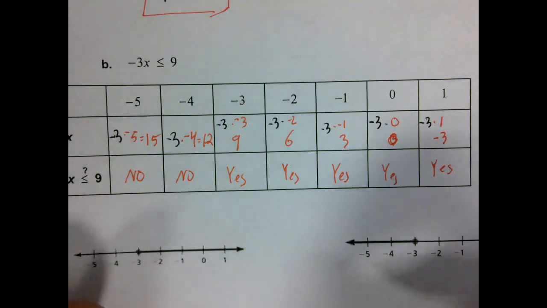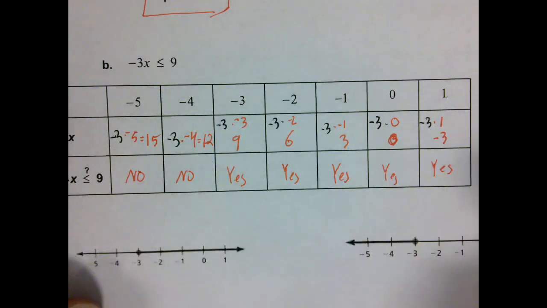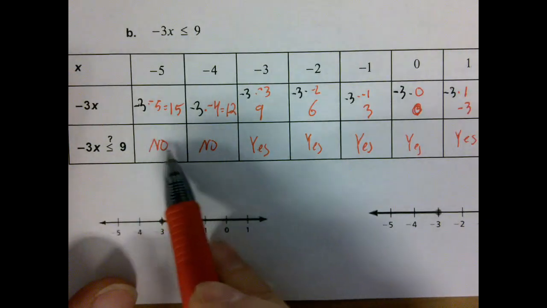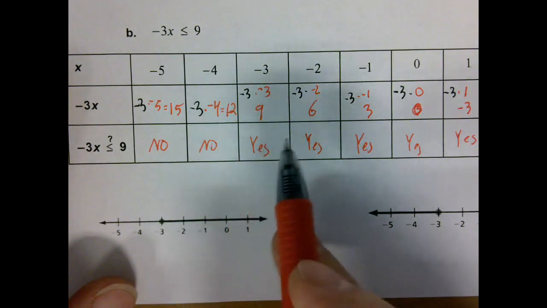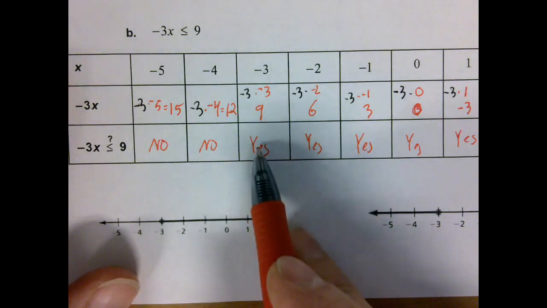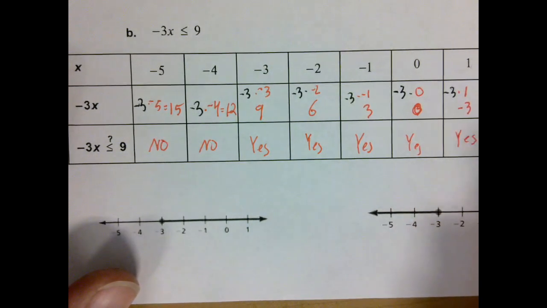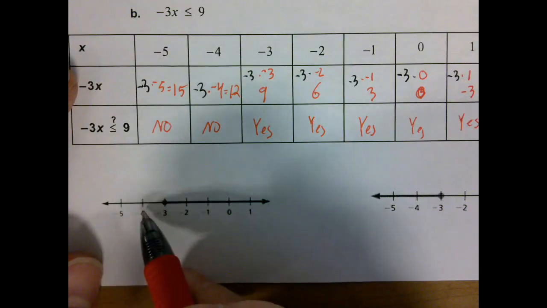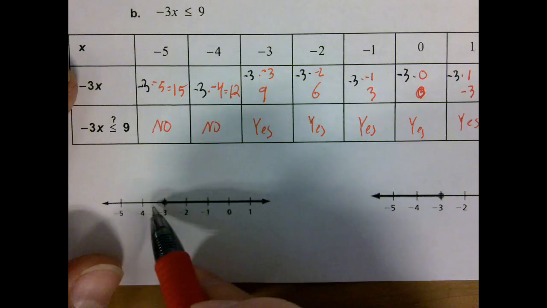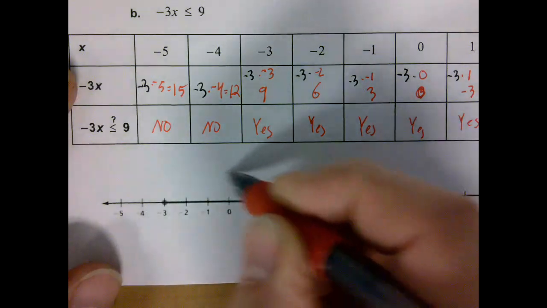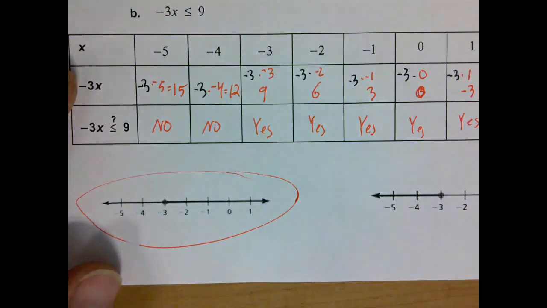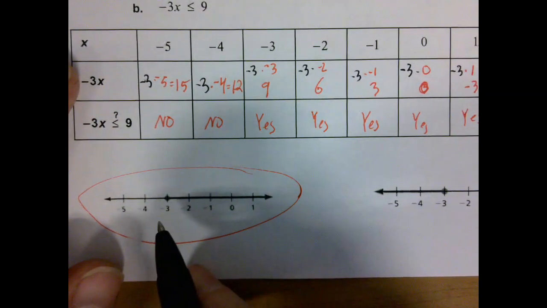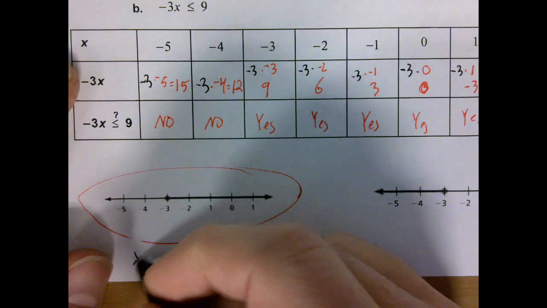So when you're looking at those, again, we've completed the table. Now which one of these graphs match? Where again, it's no, no, and then we start with yes. Our shading starts on negative 3 and continues yes to the right. So again, this first one, no, no, closed dot, and shaded to the right. Yep, it's this guy.